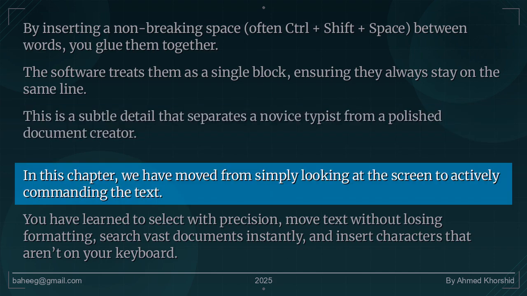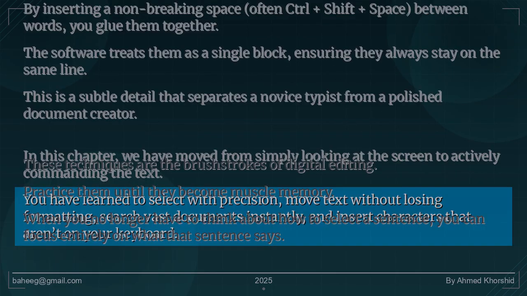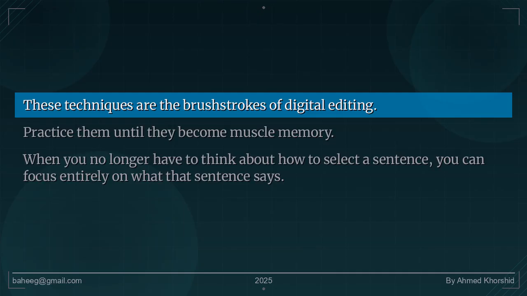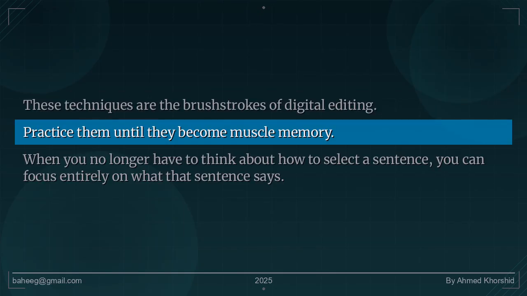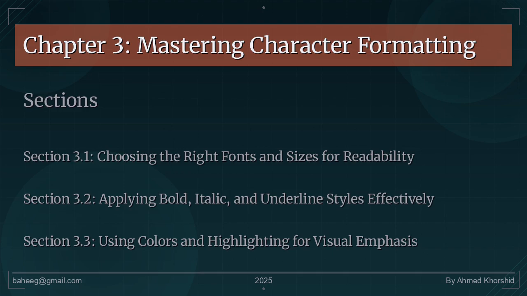In this chapter, we have moved from simply looking at the screen to actively commanding the text. You have learned to select with precision, move text without losing formatting, search vast documents instantly, and insert characters that aren't on your keyboard. These techniques are the brushstrokes of digital editing. Practice them until they become muscle memory. When you no longer have to think about how to select a sentence, you can focus entirely on what that sentence says.